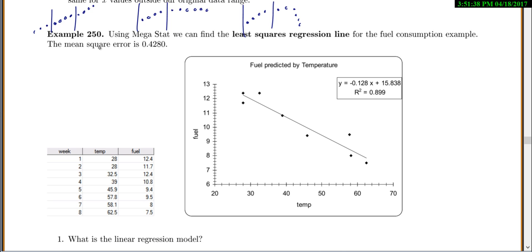Before I start, the mean square error, remember we said that is how they estimate the variance of the residuals. So we'll write sigma squared, but we put a little hat on it to remind ourselves that it's the predicted or estimated variance of the residuals, which is 0.428.